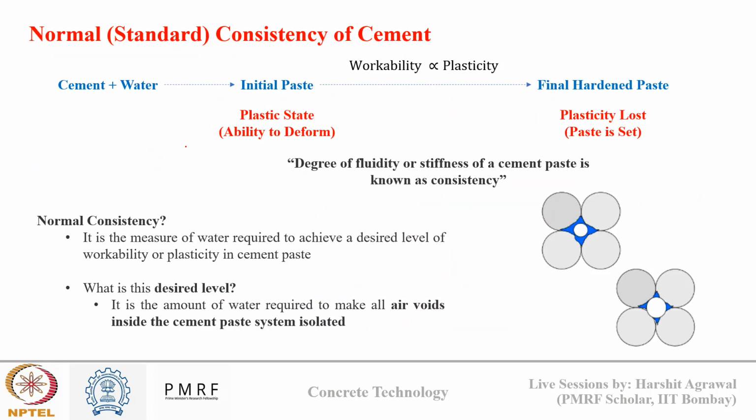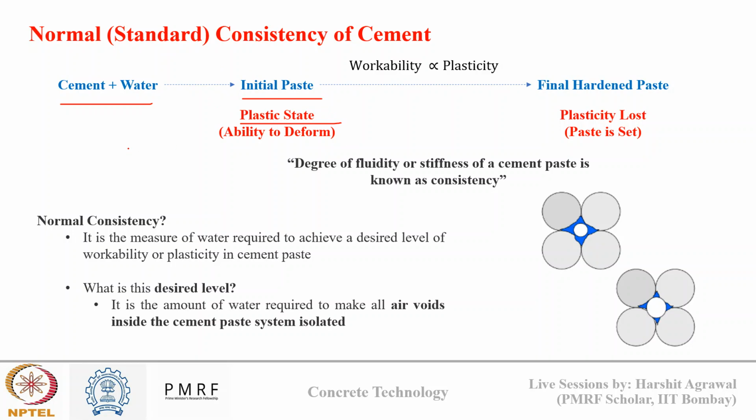First is the normal consistency, or we can say standard consistency, of cement. We know that when we add water to cement, we form a cement paste system. Just after addition of water, the cement paste that we form is plastic in nature. By plastic, we mean a material which has the ability to deform.